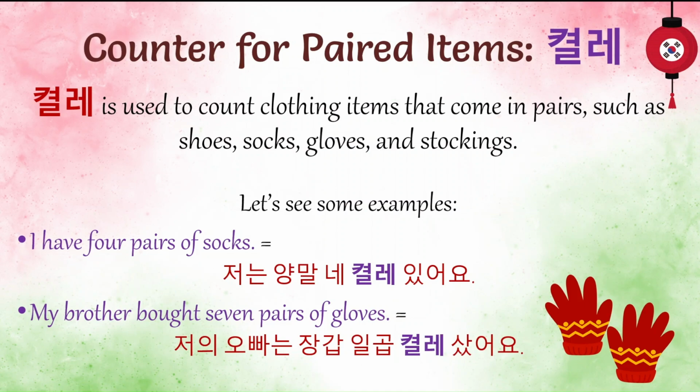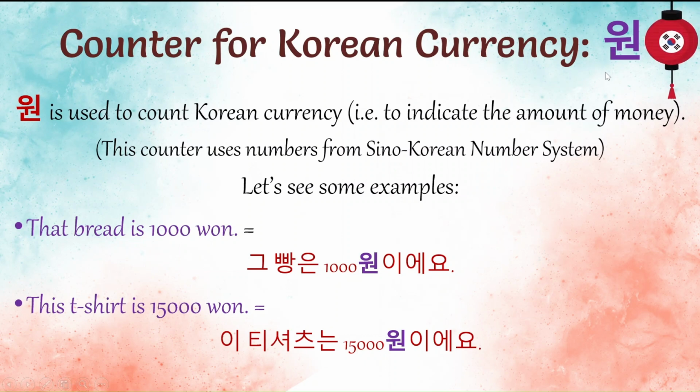Alright? Next comes the counter for Korean currency. And that is won. So won is used to count Korean currency, that is, to indicate the amount of money. And one very important thing is that this counter uses numbers from the Sino-Korean number system. Most of the counters use the pure Korean number system, and there are a few counters that use the Sino-Korean number system. So won is one such counter. Let's see these example sentences to understand how to use this counter in sentences.